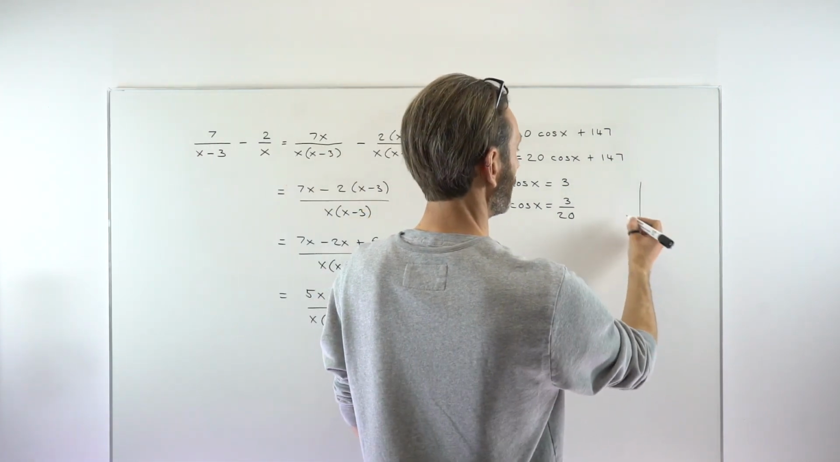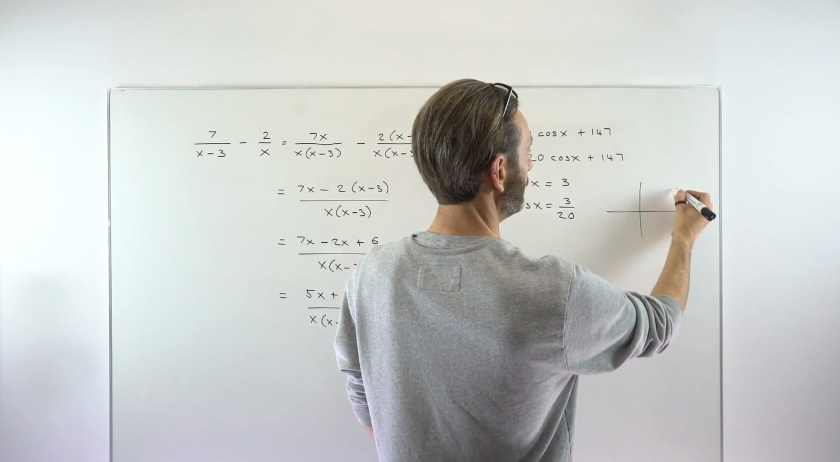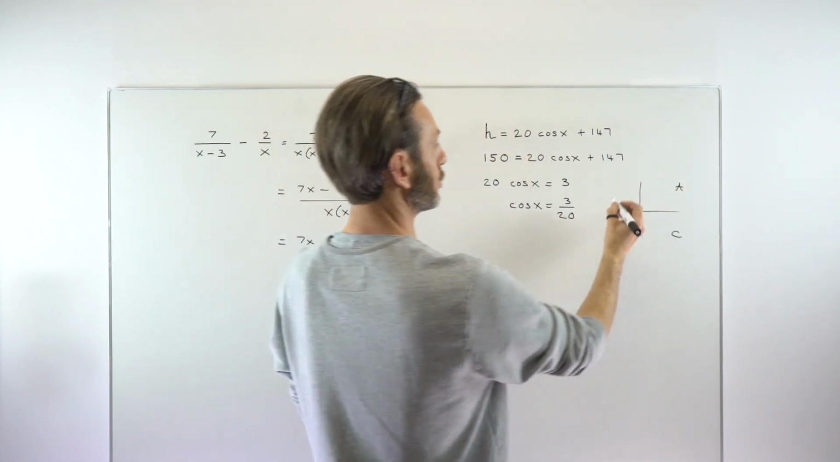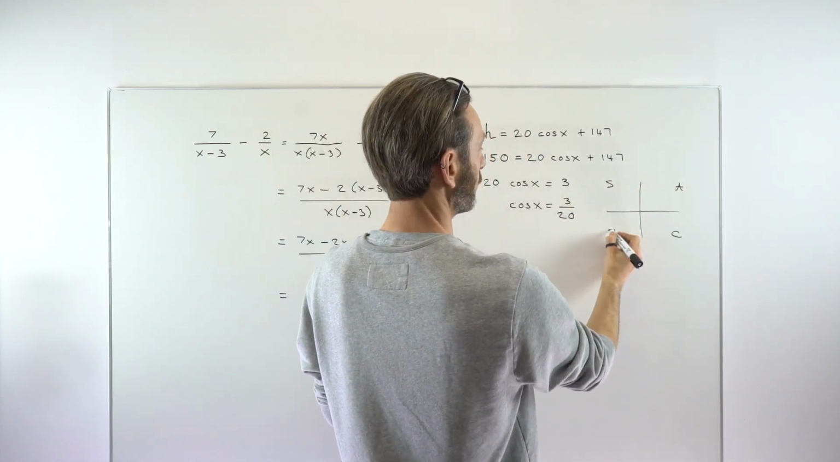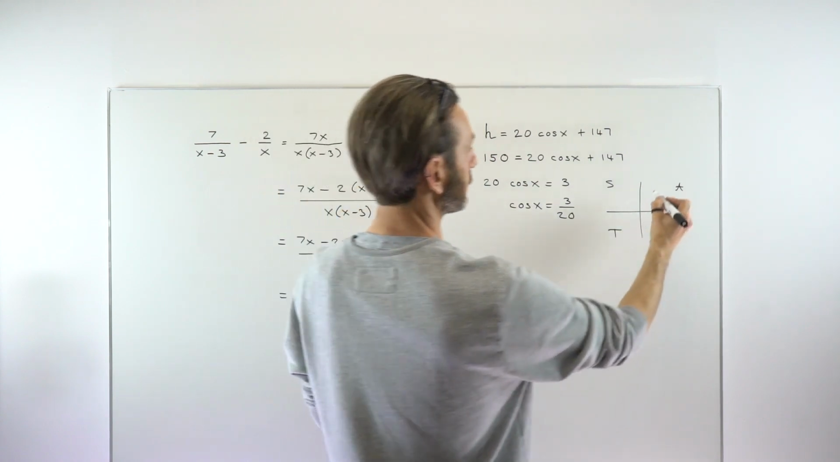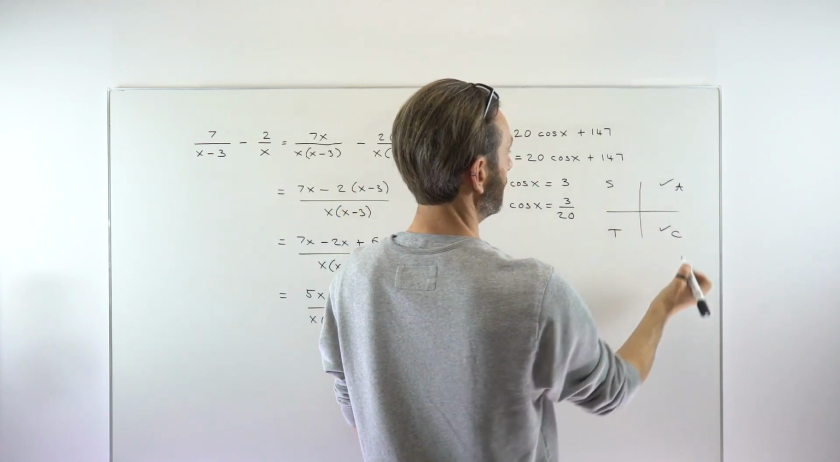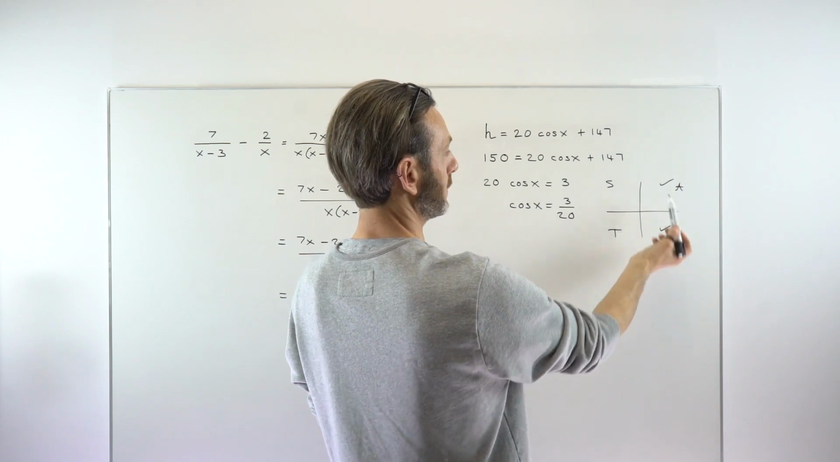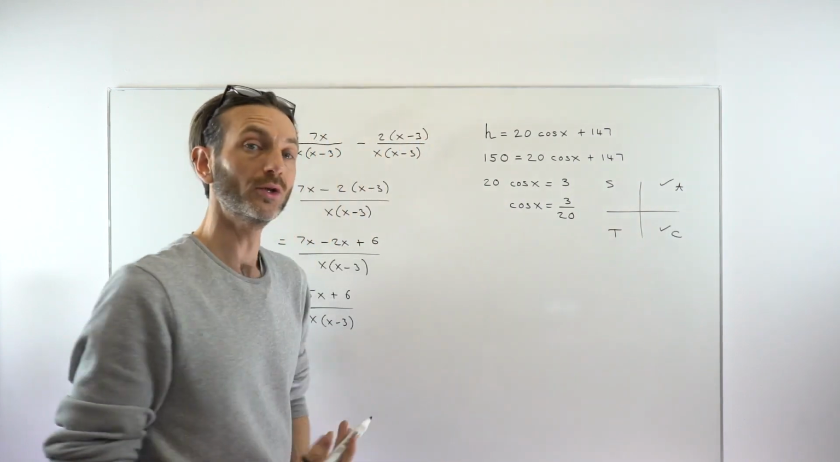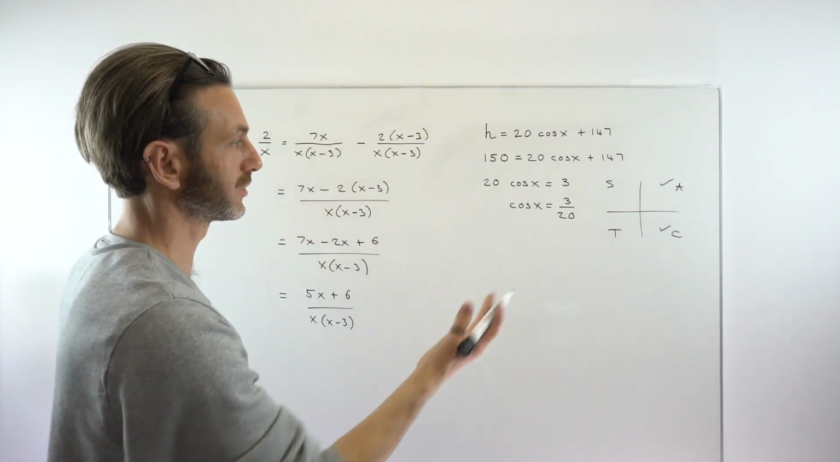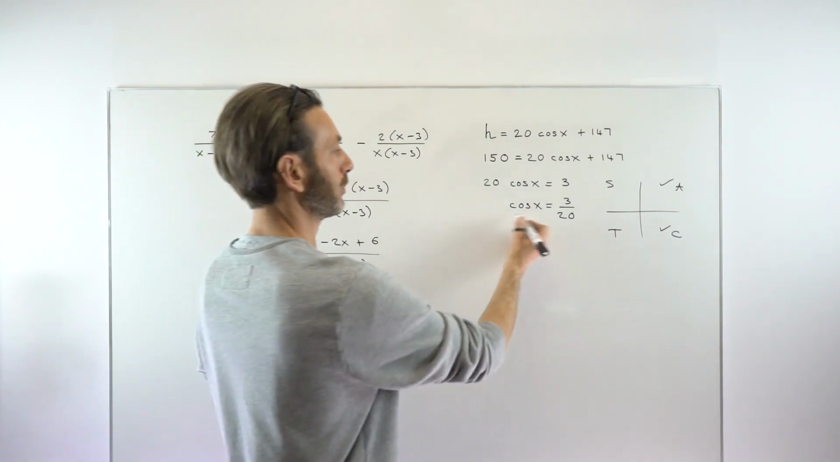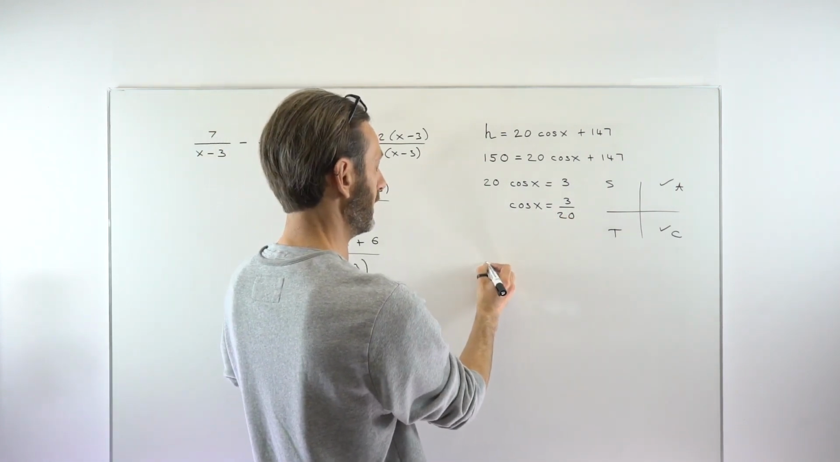You could then at this point, if you wish, do a cast diagram, because this is the first point at which you can do the cast diagram. So we're dealing with cosine positive, so it's going to be a check here and here. So we're expecting an answer between 0 and 90, and one between 270 and 360, in the first and the fourth quadrant. At this point, we just need to put this in the calculator using the inverse.